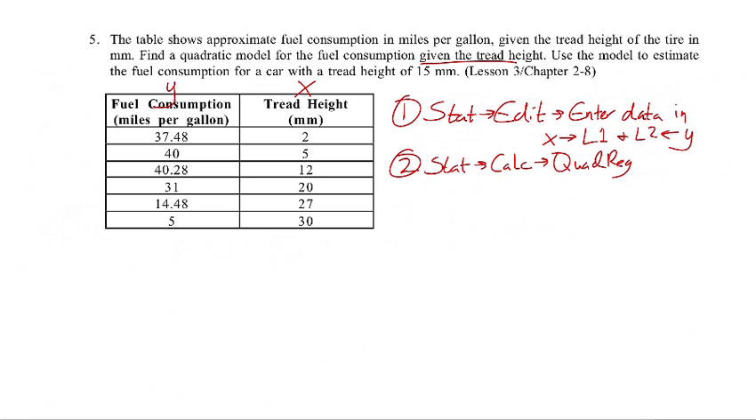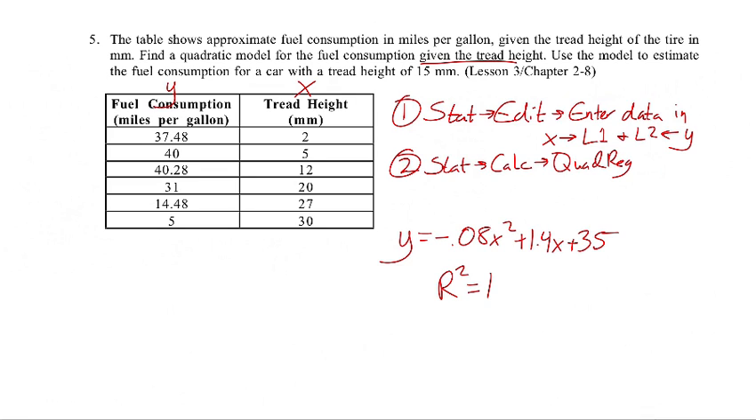Now, to get your quadratic regression, the equation or the function that you're going to use, you'll need to go back to Stat after you have your data entered in. Go back to Stat, go to the Calc menu, and select Quad Reg for quadratic regression. After you do that, you end up with an equation that says y equals negative 0.08 x squared plus 1.4x plus 35.